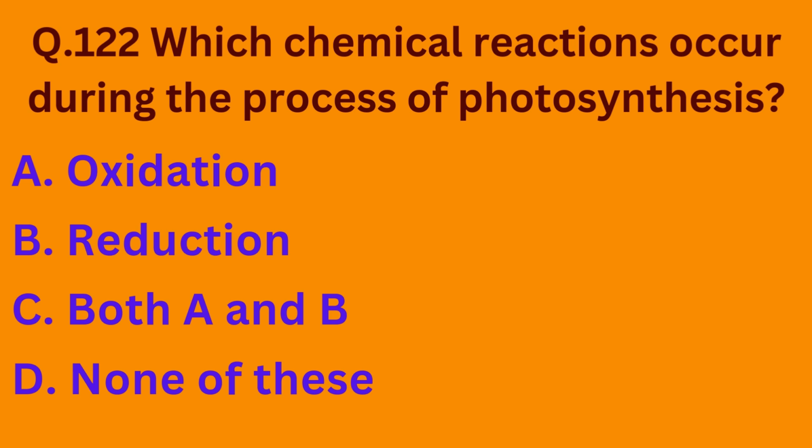Coming to next question. Which chemical reaction occurs during the process of photosynthesis? Option A, oxidation. Option B, reduction. Option C, both A and B. And option D, none of these. So basically, both oxidation and reduction occur during the process of photosynthesis. The correct option is option C, both A and B.